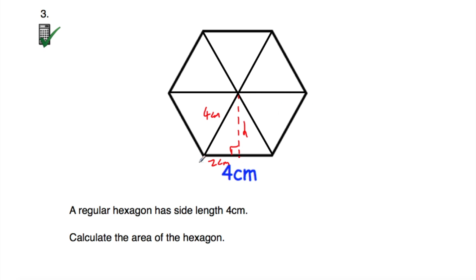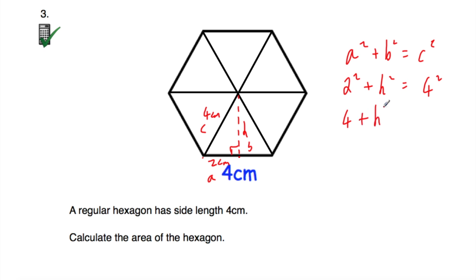So Pythagoras' theorem, let's label the sides. The two shorter sides are a and b, and the longest side is c. So we've got a squared plus b squared equals c squared. A squared, that's going to be 2 squared, plus b squared, that's going to be h squared, is equal to c squared, that's 4 squared. 2 squared, that's 4, plus h squared is equal to 4 squared, and 4 times 4 is 16.